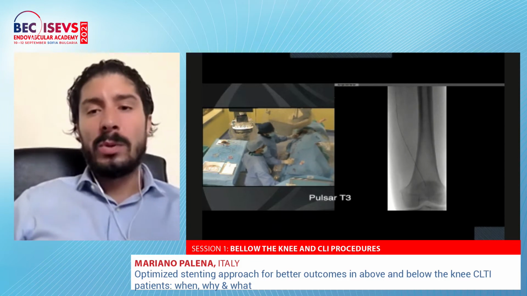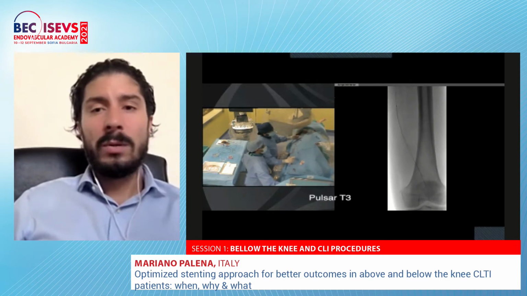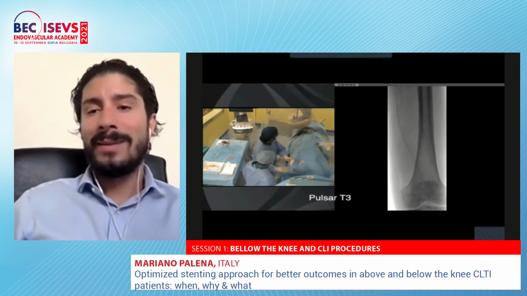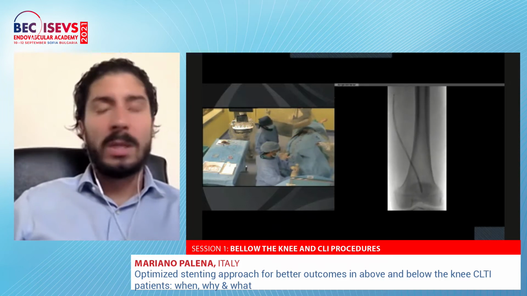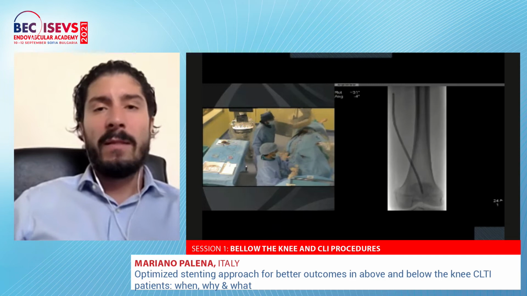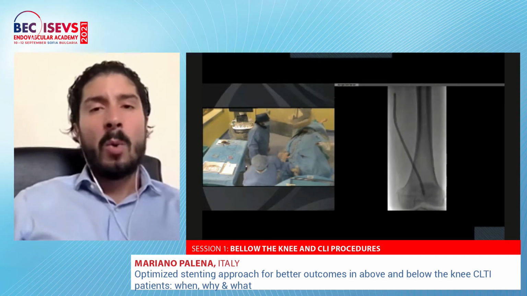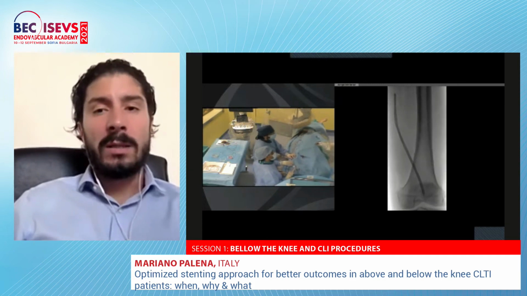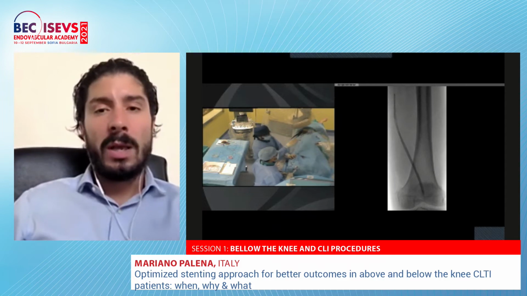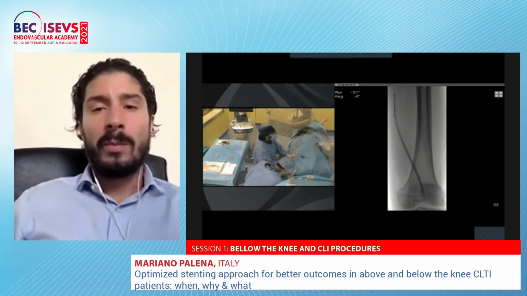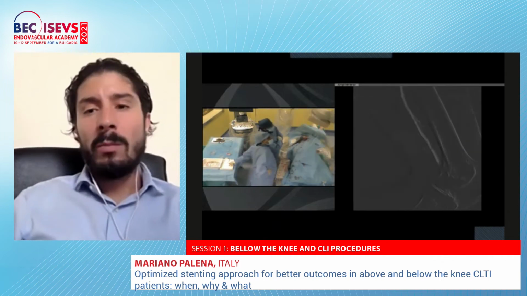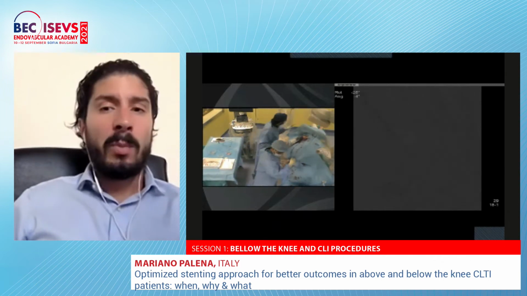So the first Pulsar T3, look, the video is for sure accelerated, but no problem to deploy the stent. Very easy, very fast. The precision of this stent is quite incredible. You put the stent in the place you want, and you are very ready to deploy the stent in that place. There is no jumping, no movement, and even in the popliteal artery.